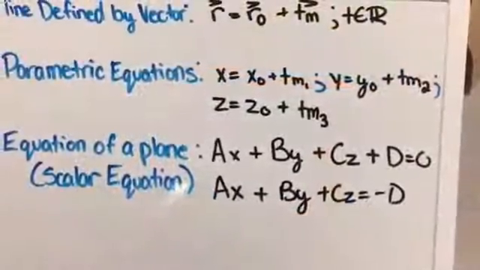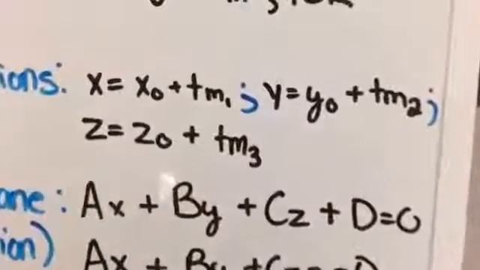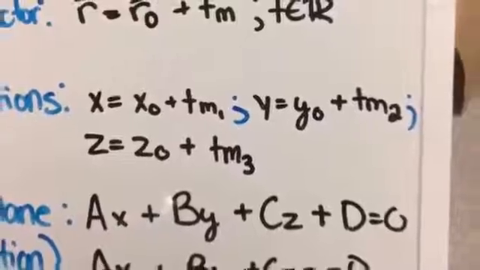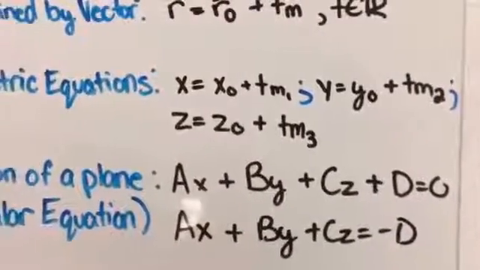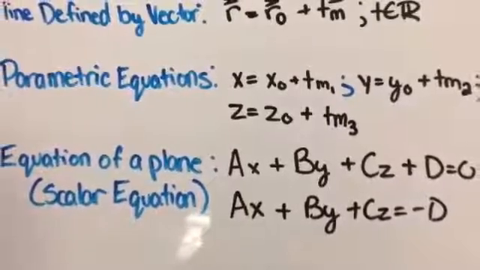In 3-space, a line can also be defined by a parametric equation. So x equals x0 plus tm1, y equals y0 plus tm2, and z equals z0 plus tm3.